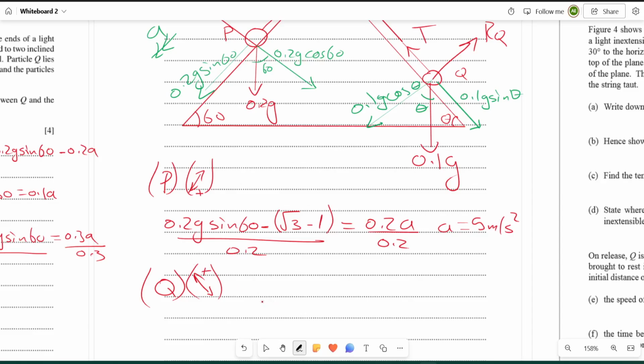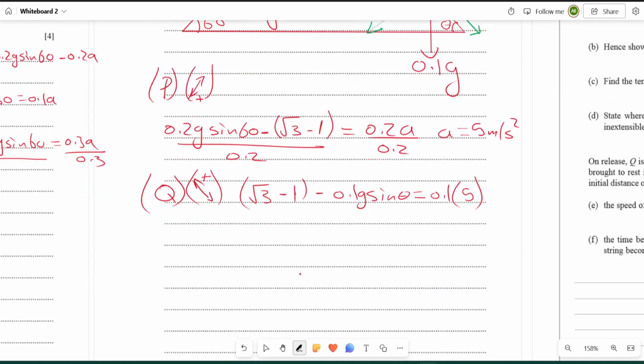And let's take up as positive. So the equation of motion is going to be the tension, which is root 3 minus 1, and then minus 0.1 g sine theta equals the mass, which is 0.1, times the acceleration. It's going to be the same on both sides, so I'm going to use 5 over here. And from here, I can move this to this side, this to that side. So I'm going to have root 3 minus 1 minus 0.1 times 5, which is 0.5, minus 0.5 equals 0.1 g sine theta.